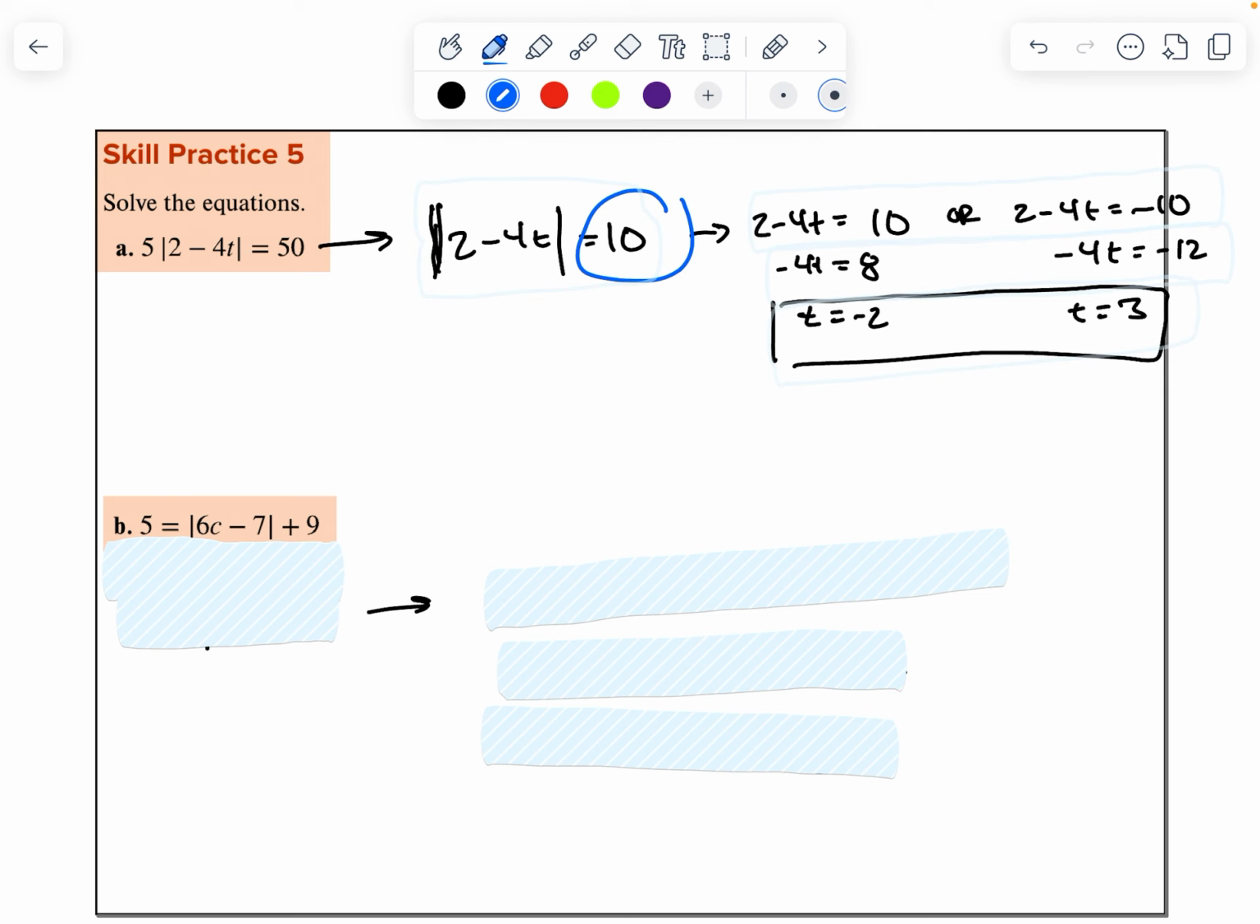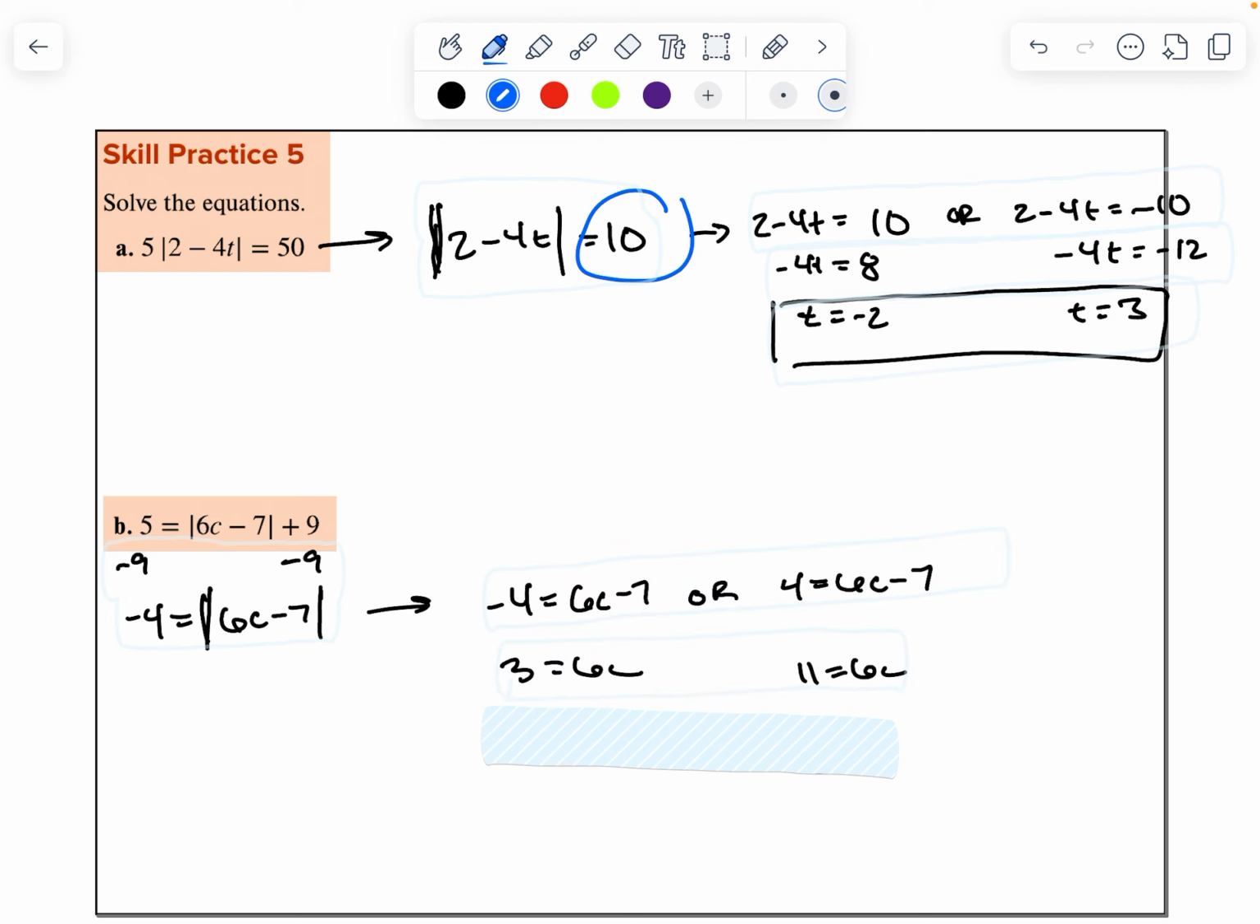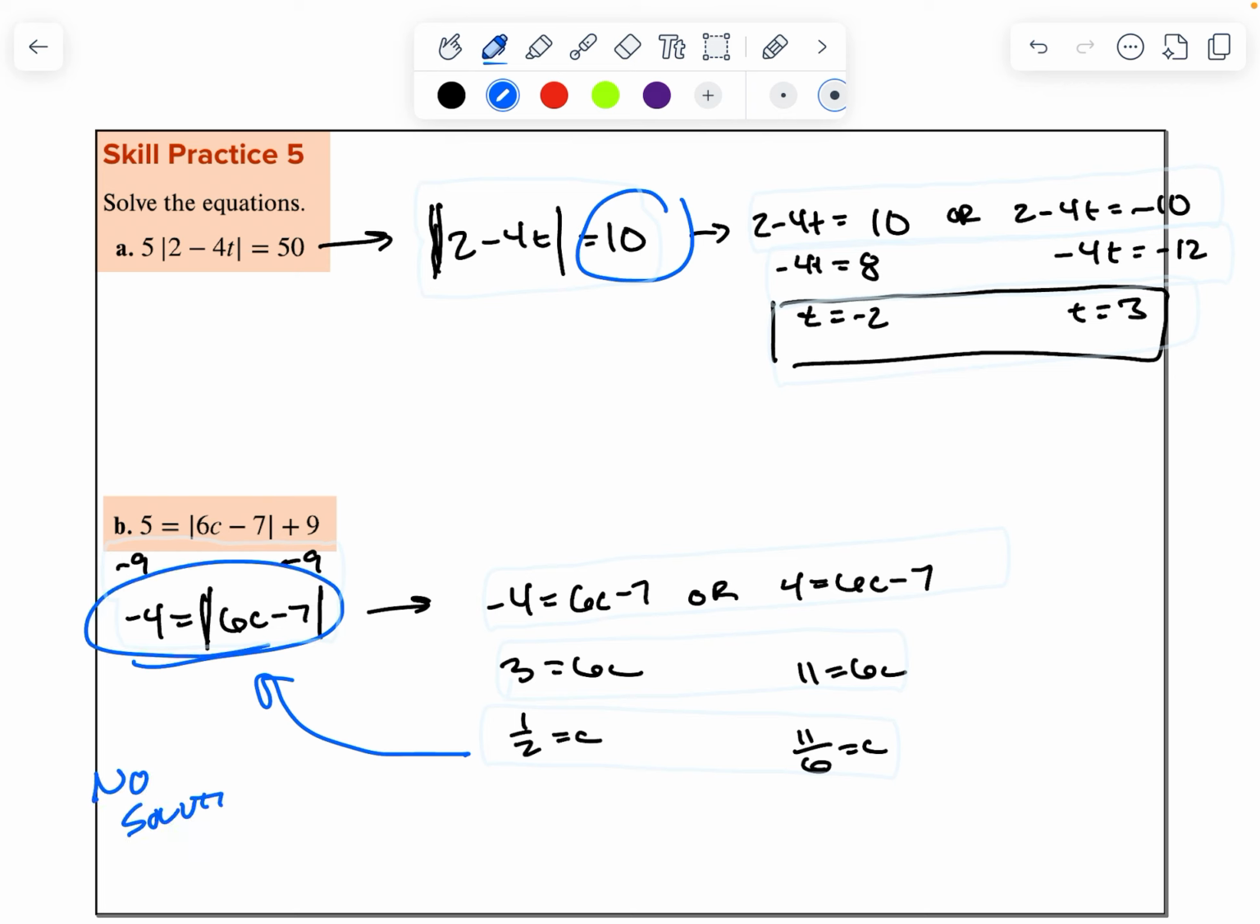On the second one, to get the absolute value by itself, you can subtract 9. You can solve, solve, solve. You end up getting two answers, and if you check those two answers, neither of them work. That's because you have an absolute value equal to a negative number, so we're going to have no solution. Neither of these two answers that we got work.